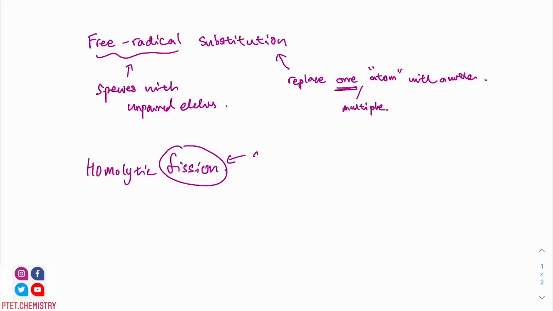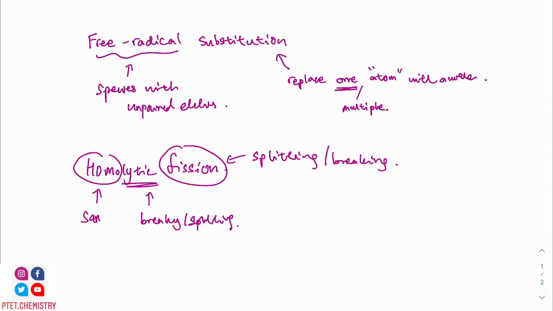Fission refers to splitting. It's the opposite of fusion. Fusion means you come together. Fission is splitting or breaking apart. Well, I know lytic refers to breaking or splitting, so they are kind of together, aren't they? When you see lytic fission, they're kind of breaking or splitting. They have the same idea. Homo refers to same. So what is this homolytic fission then?